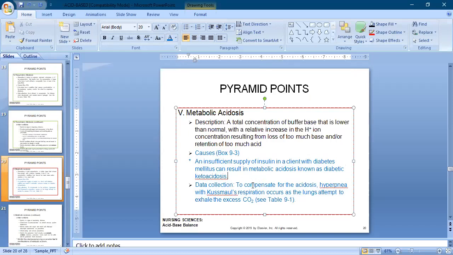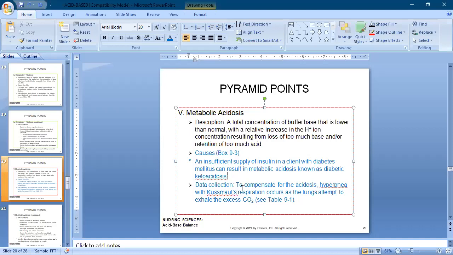I'm talking about the data collection of signs and symptoms. Usually the patient has lethargy, confusion, and headache. Remember, headache is common in both respiratory acidosis and respiratory alkalosis. The patient complains of nausea, vomiting, or weakness. It is very common: if you have vomiting, you will feel weakness and lethargy. If not treated, confusion.